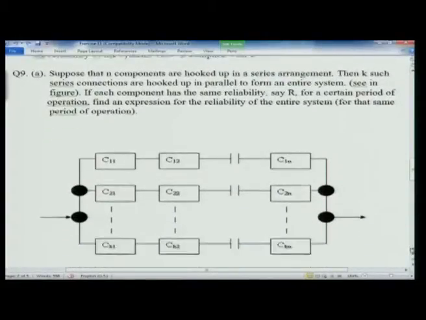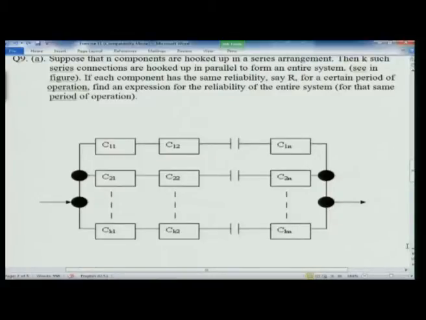Now I have given you a big system here. Suppose that n components are hooked up in a series arrangement, then k such series connections are hooked up in parallel to form an entire system. See the figure below. If each component has the same reliability, say R, for a certain period of operation, find an expression for the reliability of the entire system for that same period of operation. So, you should enjoy doing it.